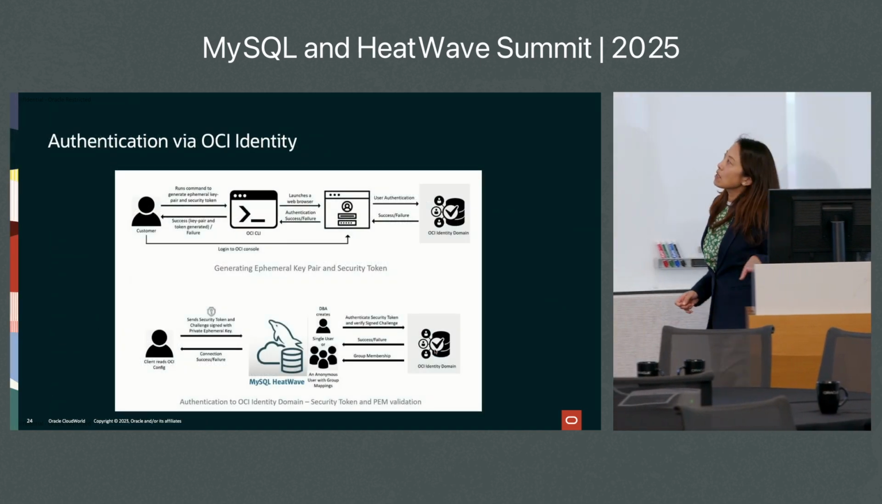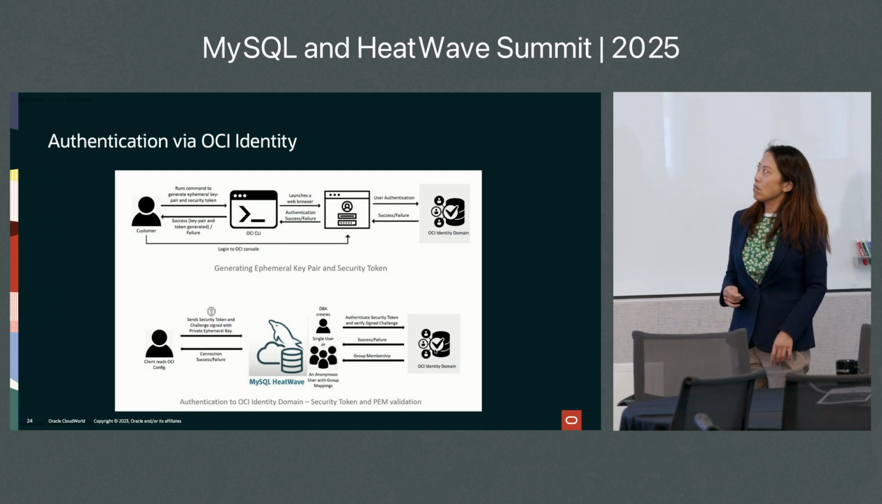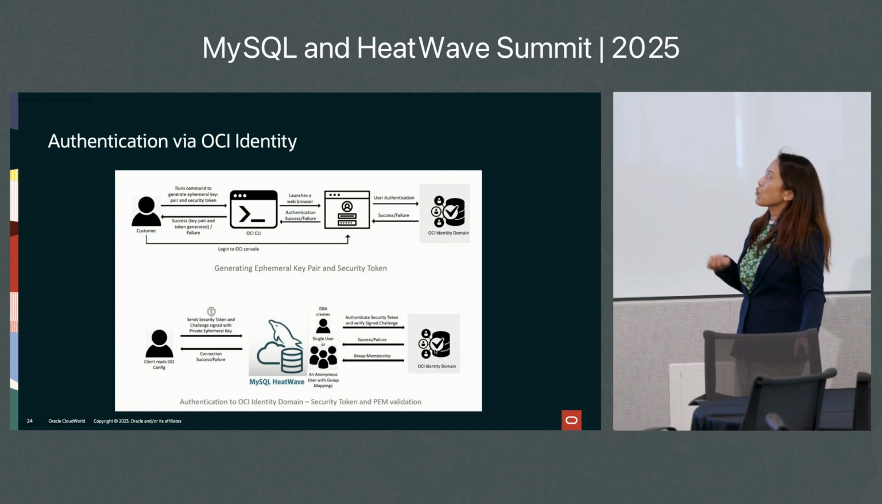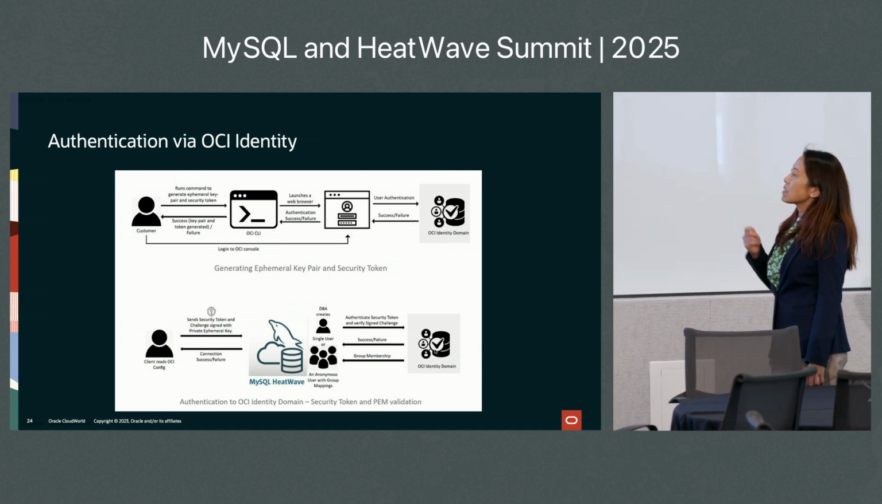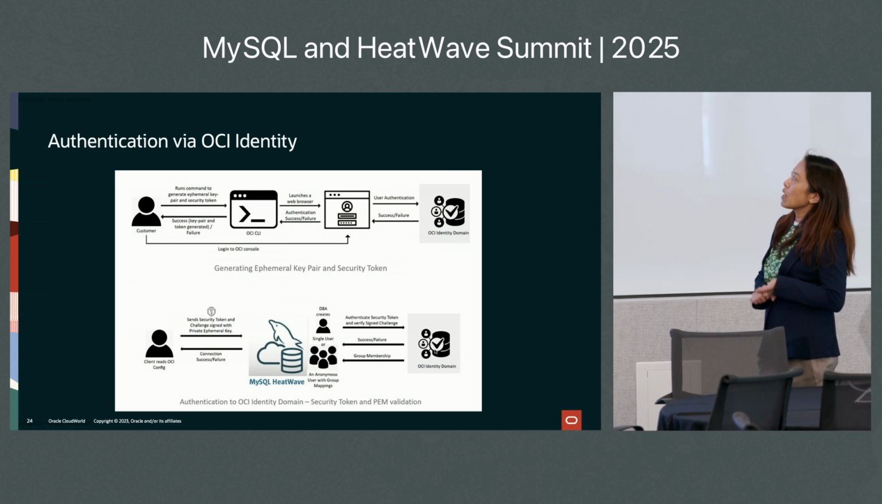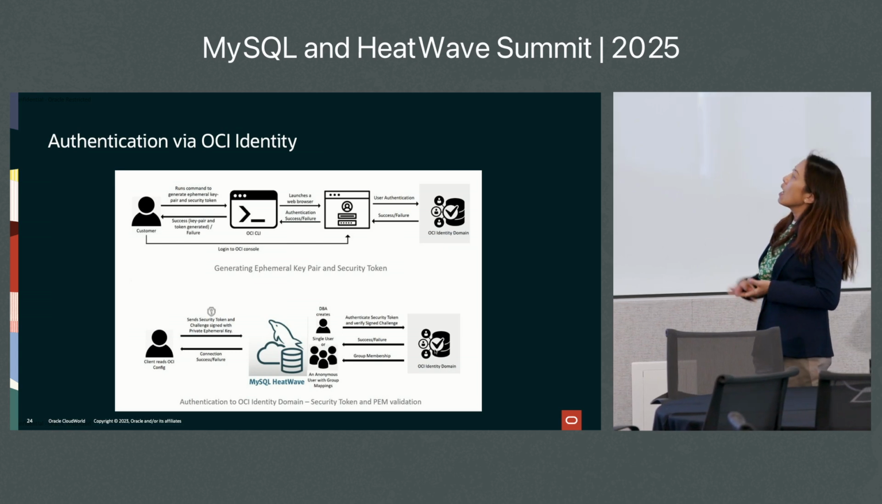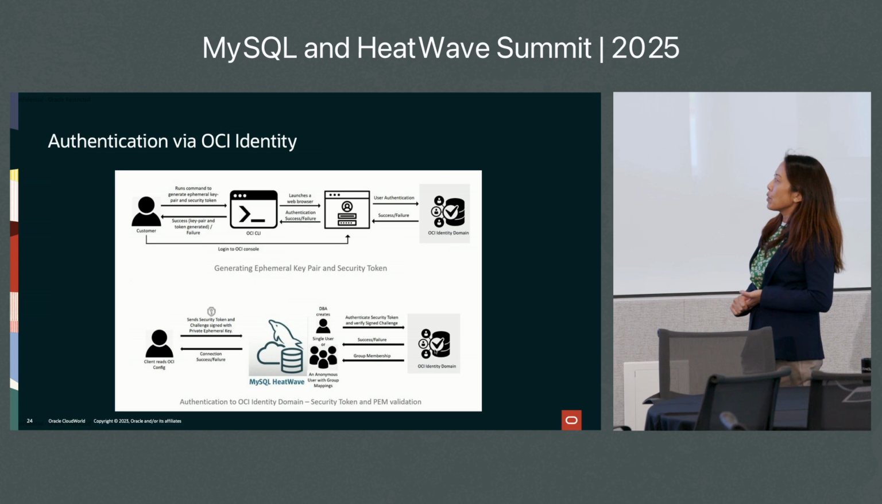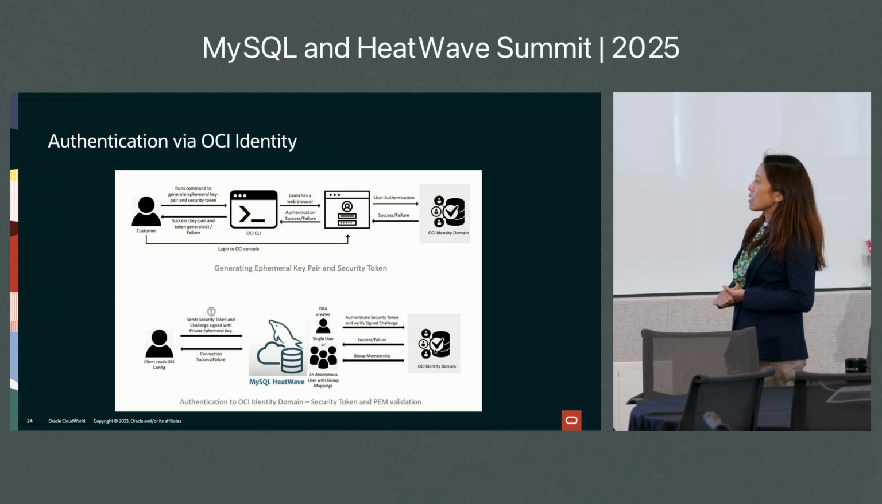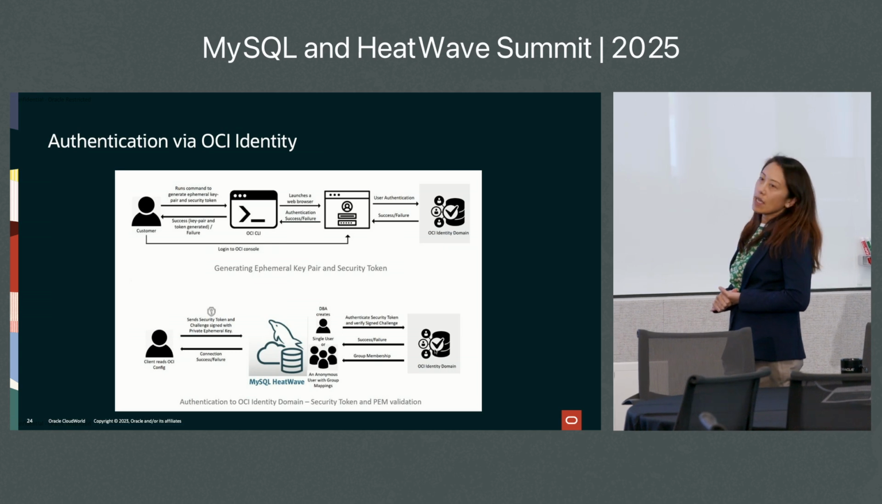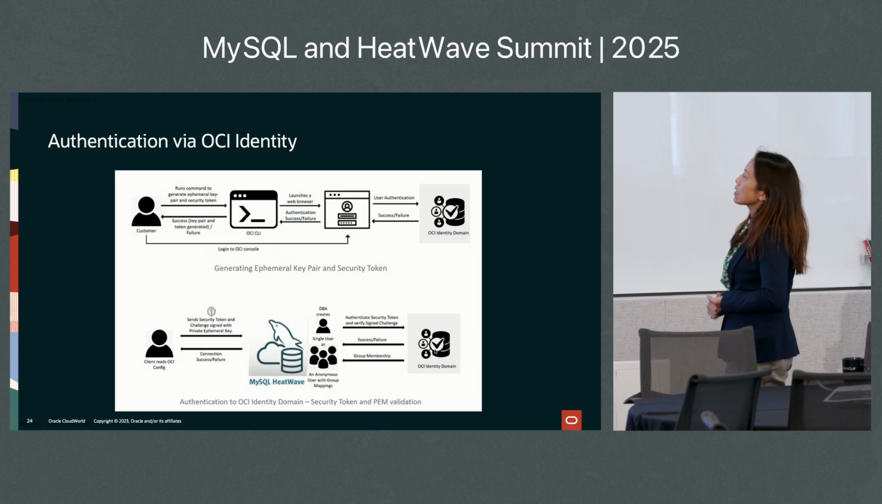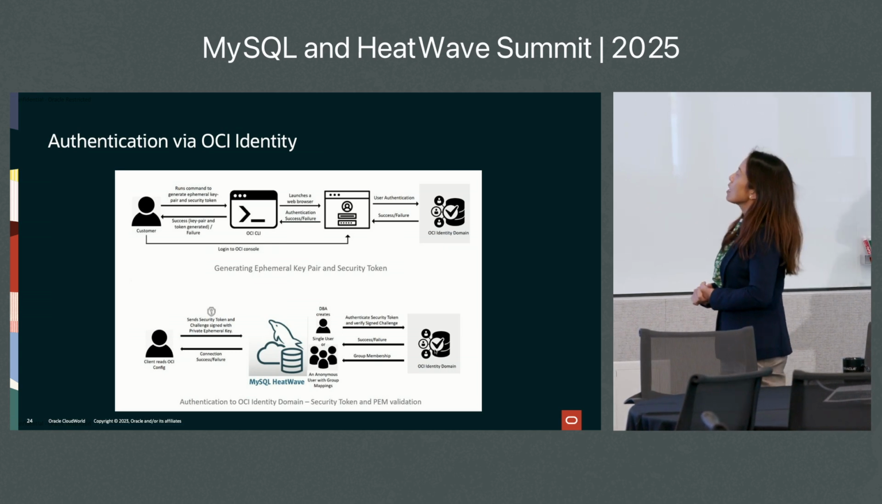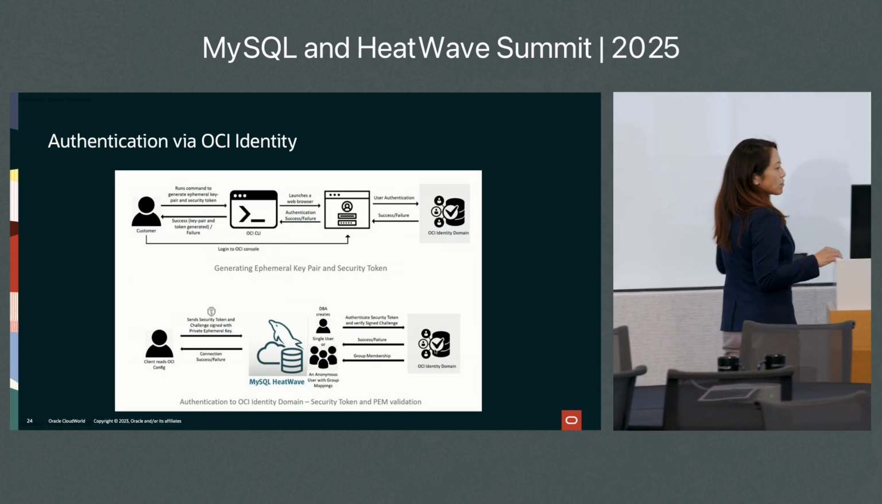Then this just goes into the details of how our authentication through the OCI identity works. Basically, we have integrated with the OCI identity. When you try to access the database, we get a security token through the OCI identity, and then use that to authenticate to the database so that you can log into the database. That's the high level of this.